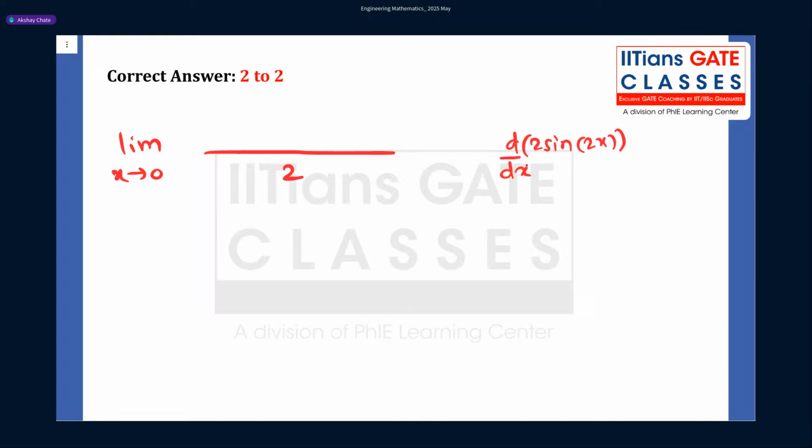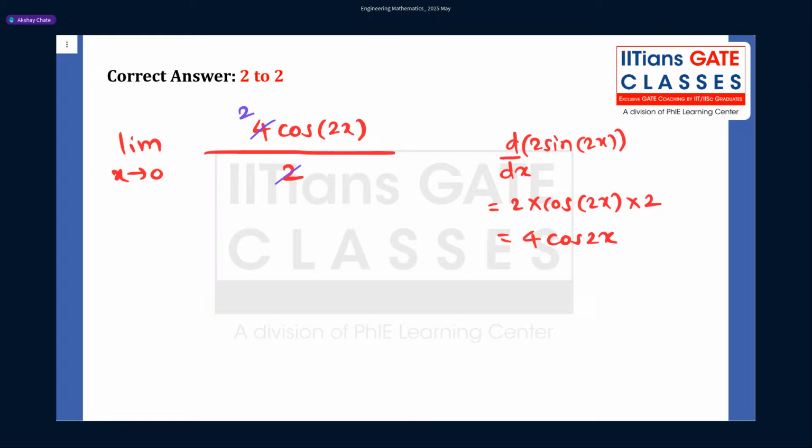Okay. So the 2 remains as it is. Sine derivative is cos 2x, and 2 comes because of 2x. Okay. So essentially it is 4 cos 2x. So you have 4 cos 2x here. And then, this 2 gets cancelled and you have 2 here. So you have 2 cos 2x.